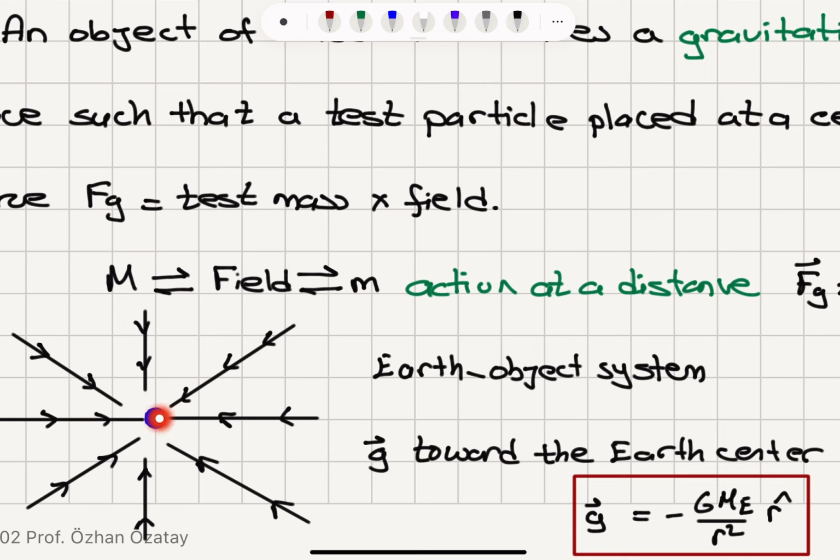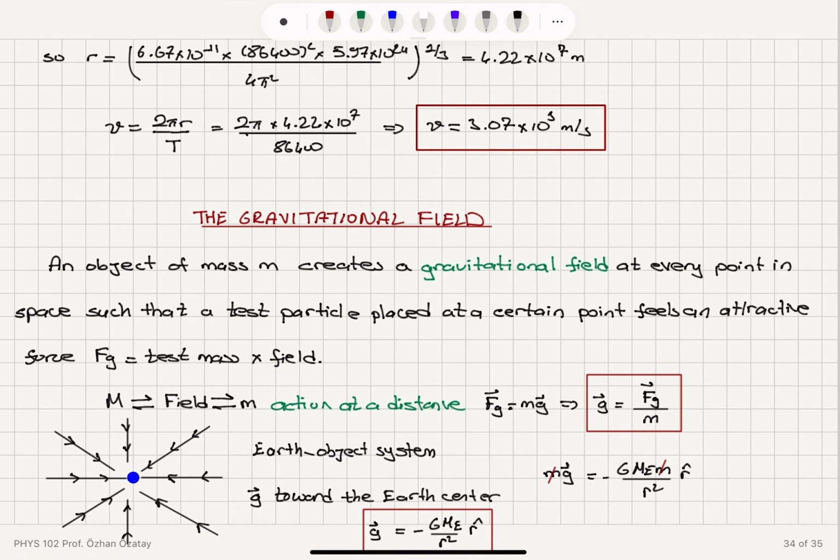So if this is our capital M, you can see that there is a gravitational field created around it, and that's a central field. It's pointing towards the center of this object. If I put a test mass here, it's basically going to feel a force, which is the mass multiplied by the field that this object creates. This is called the principle of action at a distance.